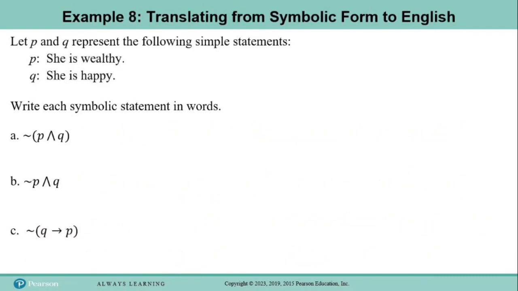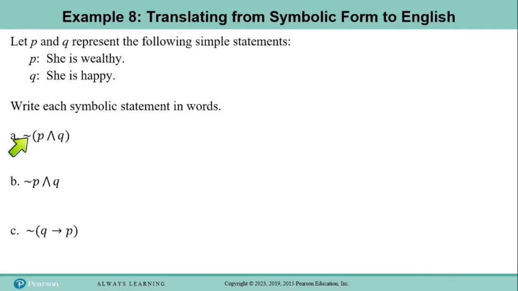Okay, here is example 8, very similar to example 7. So if you want to stop the video and try this one on your own, I think that's a great idea. And now if you've had a chance to do that, I'm going to go through this one with you. So it says, let P and Q represent the following simple statements. Statement P says she is wealthy. Statement Q says she is happy. Write each symbolic statement in words.